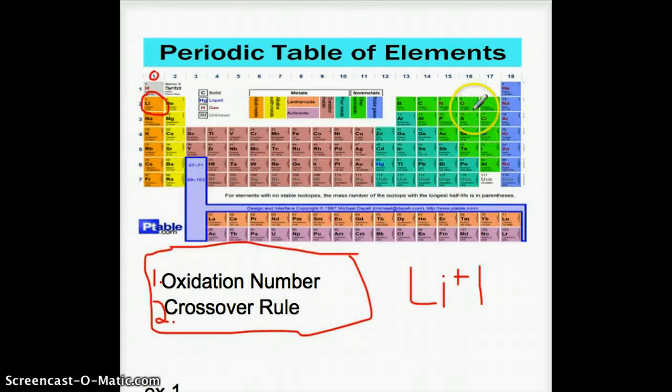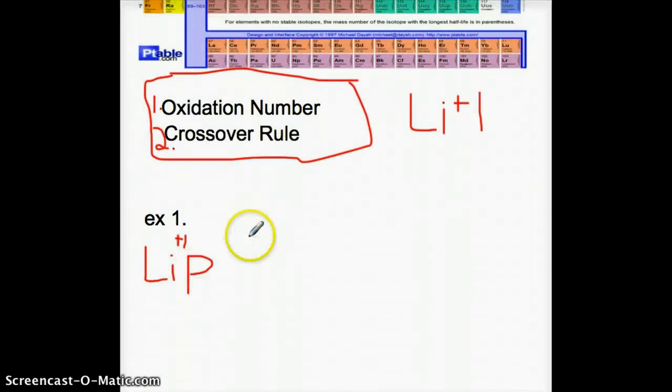Next, let us find the charge or the oxidation number of phosphorus. Phosphorus, again, has to be found using a periodic table, and phosphorus falls under group 15. It is right about here. If you again take a closer look at the periodic table, the charge on phosphorus, or its oxidation number, is -3. Now that we've found the oxidation number of our given elements, we have completed step 1, and now we have to carry out step 2, which is the crossover rule.